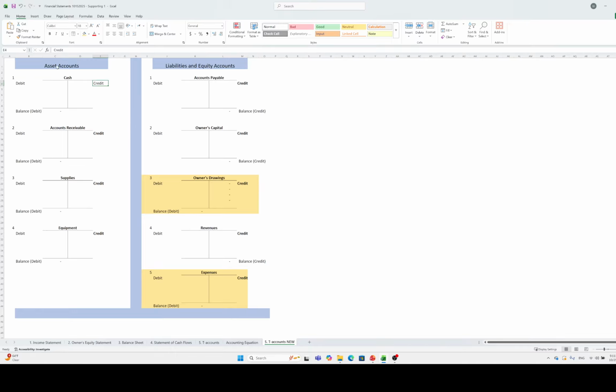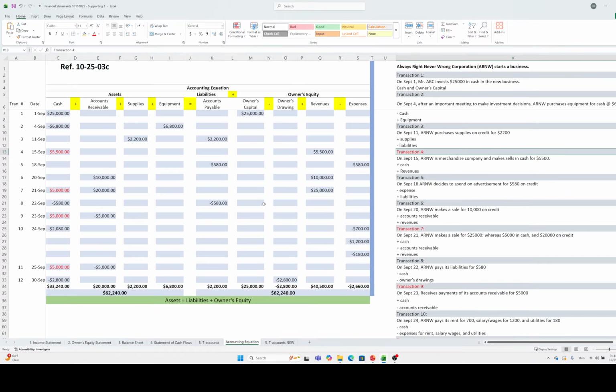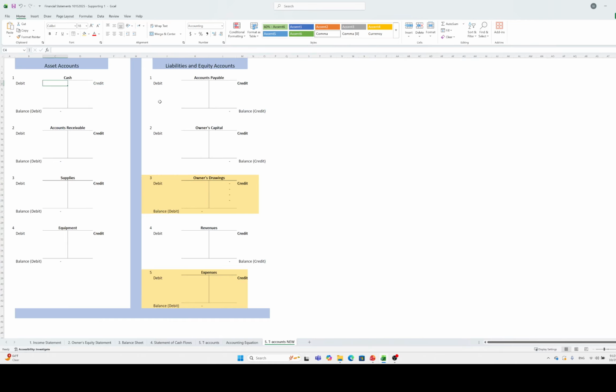So let me go back to the accounting equation. If you recall from the accounting equation, these are all assets. That means cash, accounts receivable, supplies, equipment, they are all asset accounts. And then accounts payable is a liability, then owner's capital, owner's drawings, revenues, expenses, they are owner's equity accounts. So let's go one by one.